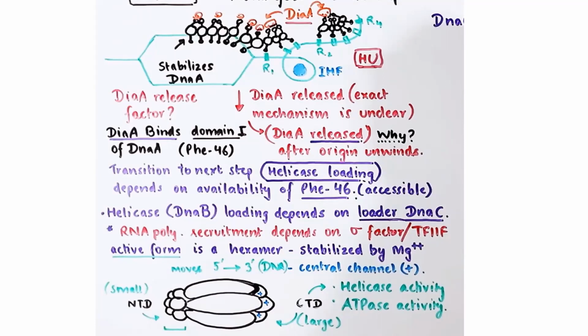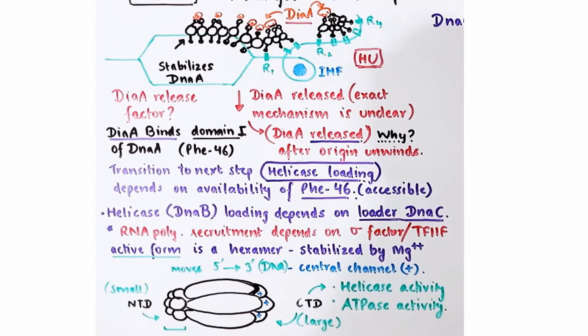The binding of DNA A on the DNA comes on domain 1, specifically at the phenylalanine at position 46. Now the transition into the replisome assembly, we start by helicase loading, actually depends on whether or not phenylalanine 46 is available or not. So it needs to be accessible. But if DNA A is bound to that amino acid, then it is not, and therefore DNA A needs to be released from the origin.